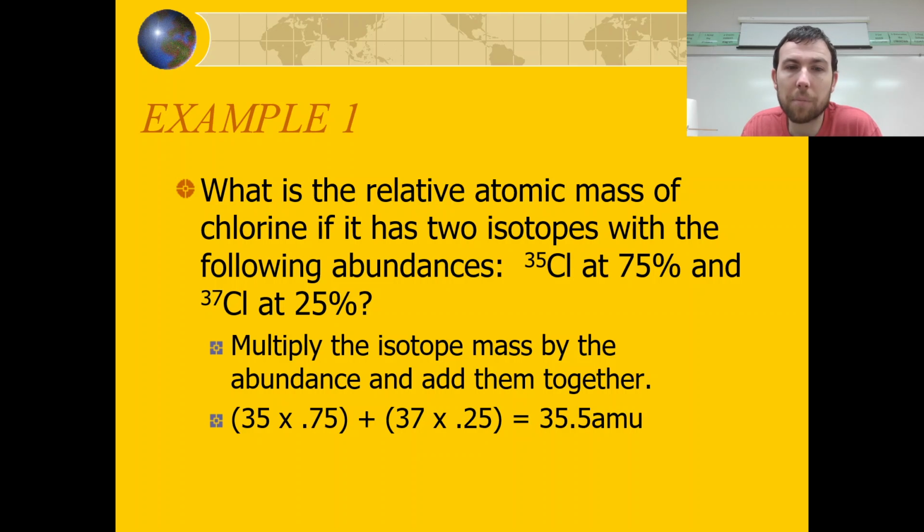So you got 35 times 0.75 plus 37 times 0.25, and we get 35.5 AMU, which if you look at your periodic table, chlorine, if you look at it just to three significant digits, would be 35.5. So that's kind of the first way. It's also probably the simplest way.